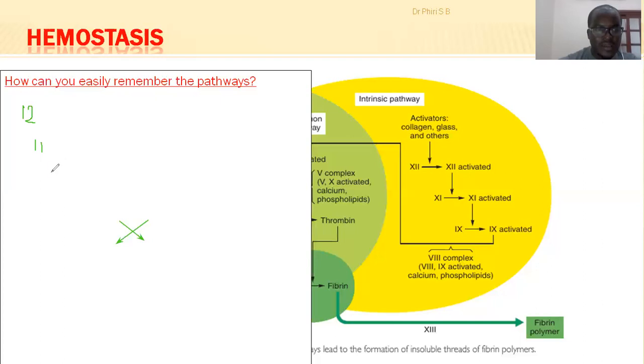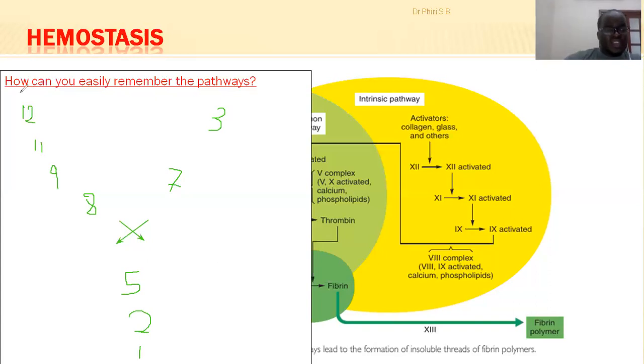So you go to 9. Then you're going to 8. So you're counting downwards from 12. So 12, 11, 9, then you have your 10, which is at the center. So 12, 11, 9, 8, and your factor 10 at the center. Then this side, you put 3 and 7. Then down here, you put 5, 2, and 1. So how do you remember this?